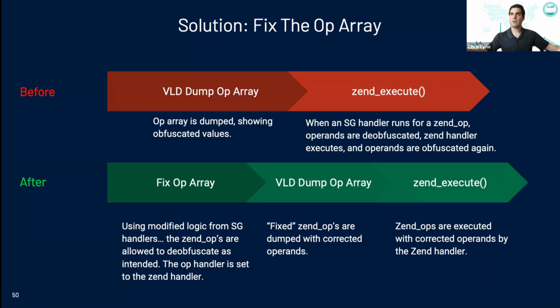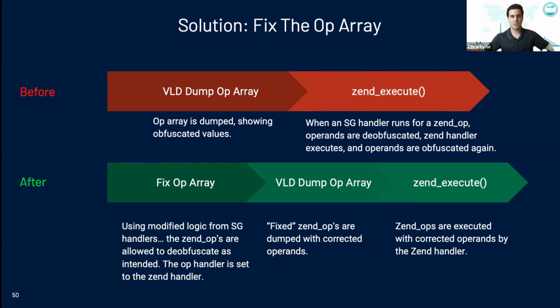So that's just for one operation, but we have to fix the entire op array. If you remember back before, when we would dump an op array, it would just show the obfuscated values. Once the op array was executed by Zend execute, the source guardian handlers would run for a Zend op. The operands would be deobfuscated, then the real Zend handler would run, and the operands were obfuscated again. Now with my solution, I added a step at the beginning to fix that op array.